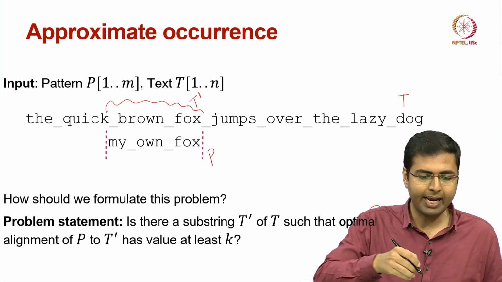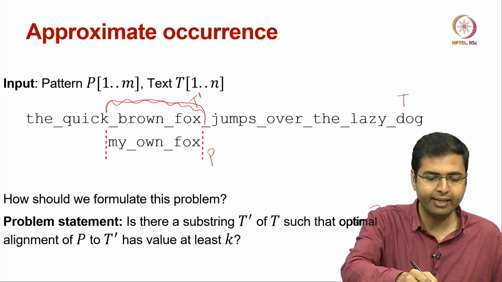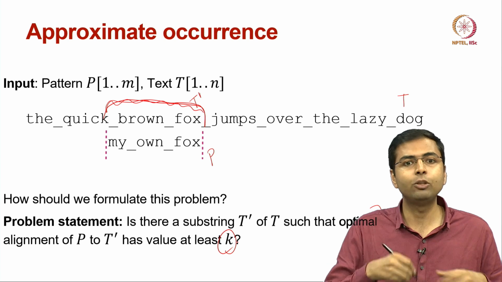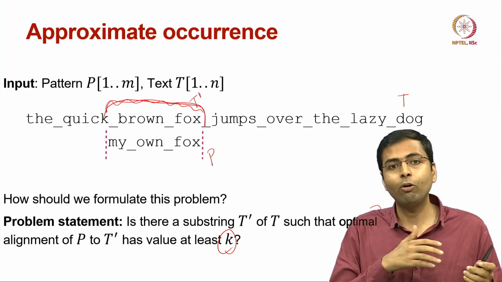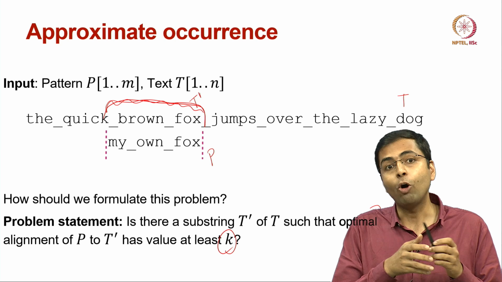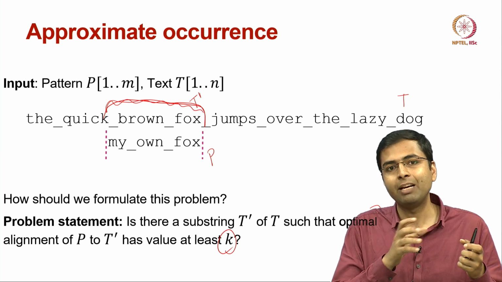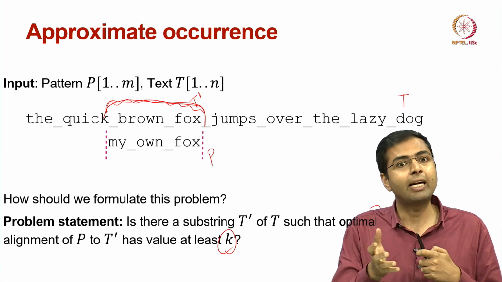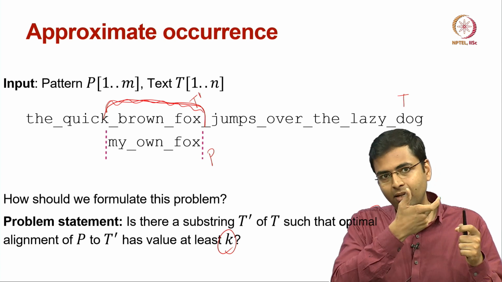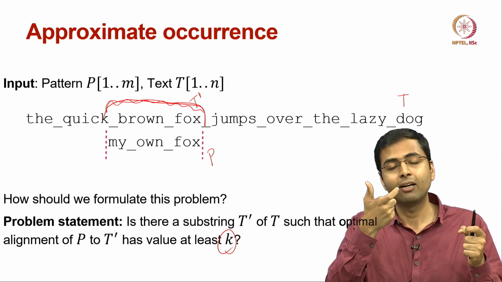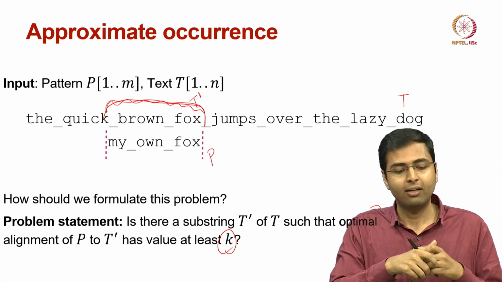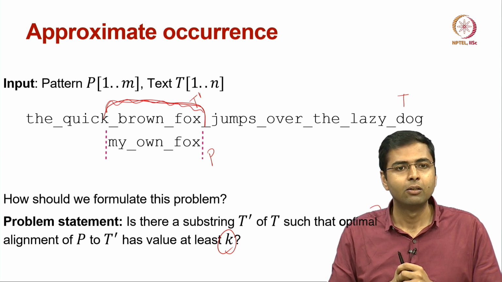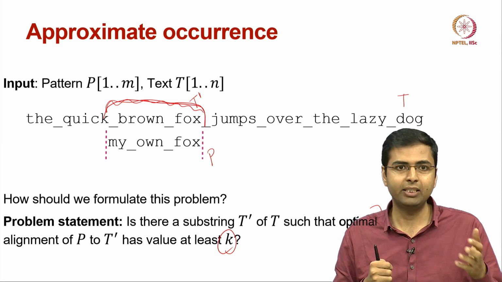because if I ask this question, then I will immediately find that there is a substring t dash right here in the text which has a very good alignment score, and the value of k can be given by the user. Depending on the threshold I want to tolerate, depending on how many modifications I can allow in my searching, I can accordingly set this threshold k, and based on the threshold the problem formulation will look for an approximate occurrence of the pattern in the text where the alignment score is at least k. So, solving such a formulation will give us the answer to this approximate occurrence problem.